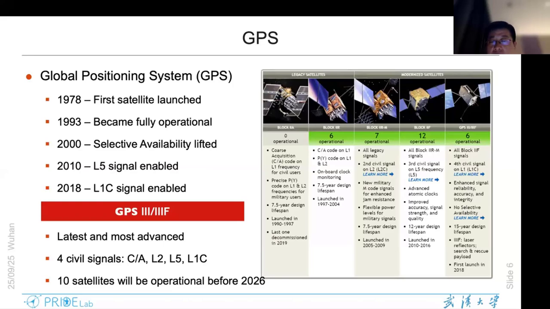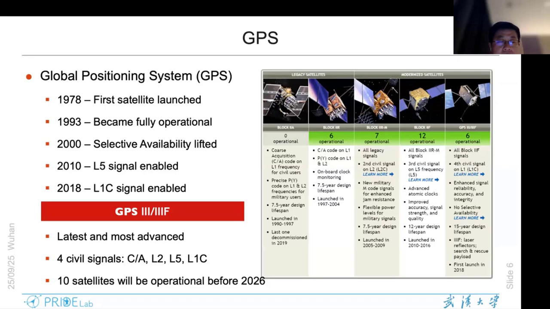For example, now we have 6 Block 2R satellites, 7 Block 2RM, 12 Block 2F, and 6 GPS Block 3 satellites. The Block 3 satellites are the most advanced satellite generation, and they have 4 civil signals, including the L1 C/A code, as well as the L2, L5, and L1C signals. These civil signals can enhance the capability of GPS as the foundation of global positioning providers, and can ensure the highest reliability of positioning.